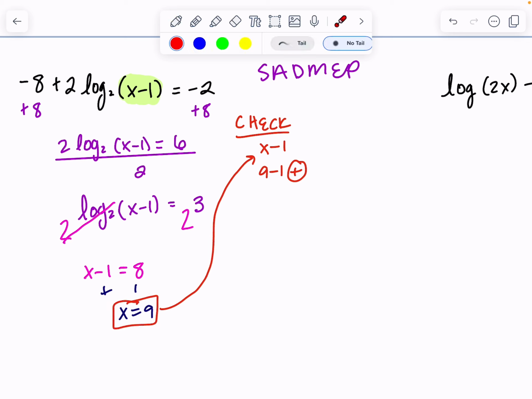So this is one way of solving logarithms. Really, we're always doing this process. It just looks a little different each time. But this step here is something that we're going to do every single time.